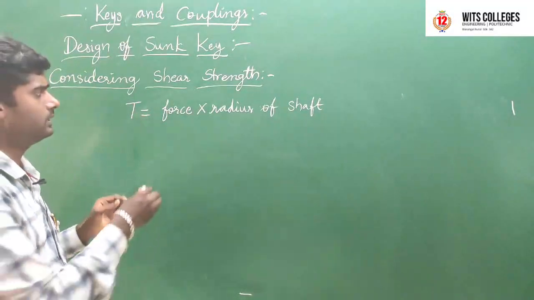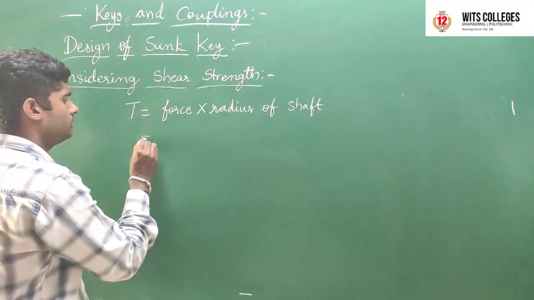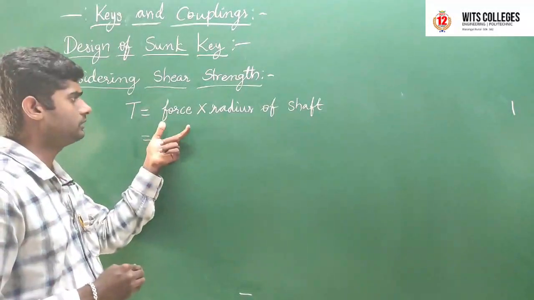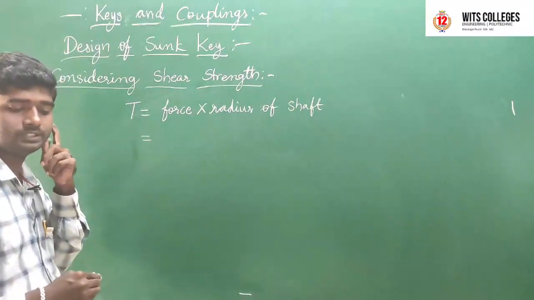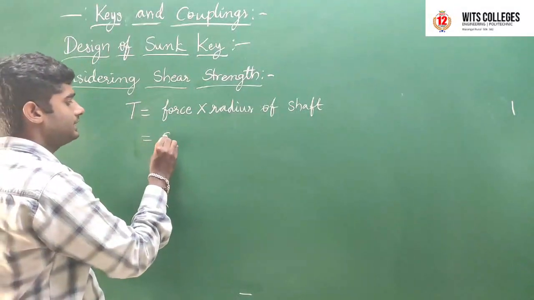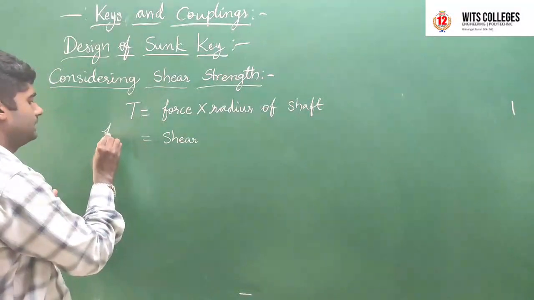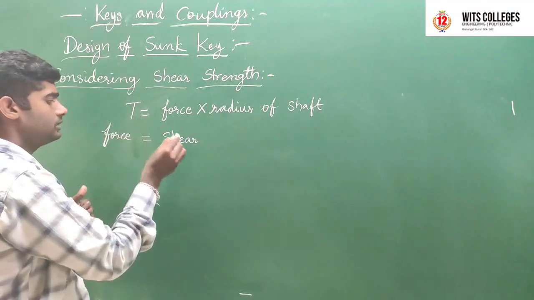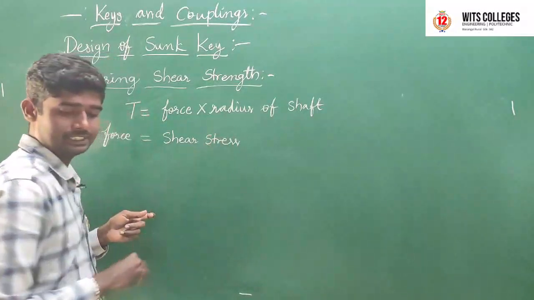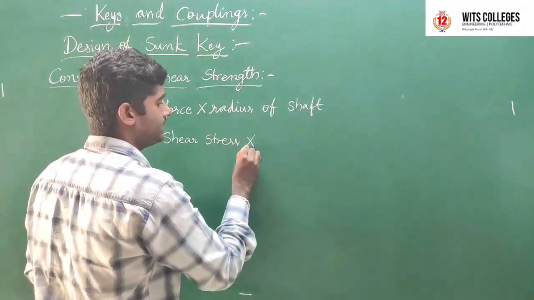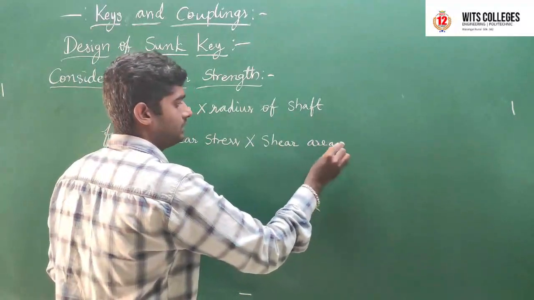T is equal to force into radius of the shaft. How to find out the force? Force is equal to shear stress into shear area. This is a force.